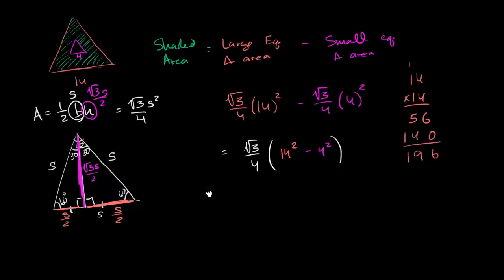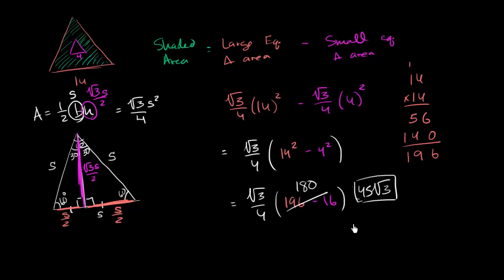So this is equal to square root of 3 over 4 times 196 minus 16, which is equal to 180. So this right over here is equal to 180. And 180 is divisible by 4. So this is going to be equal to the square root of 3 times, let's see, 180 divided by 4 is going to be 45. So it's going to be 45 square roots of 3. Did I do that right? 45 times 4 is 160 plus 20, exactly 180. So it's 45 square roots of 3.